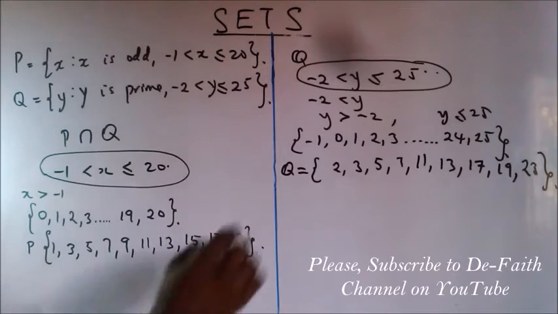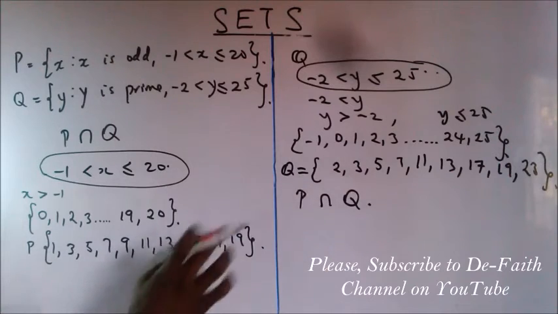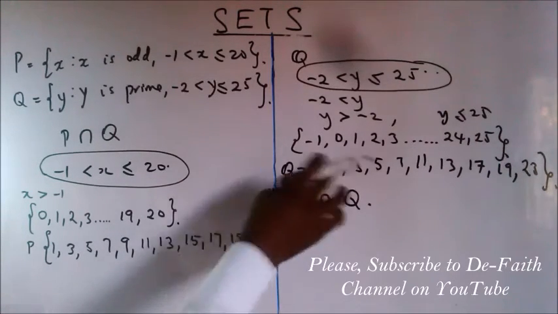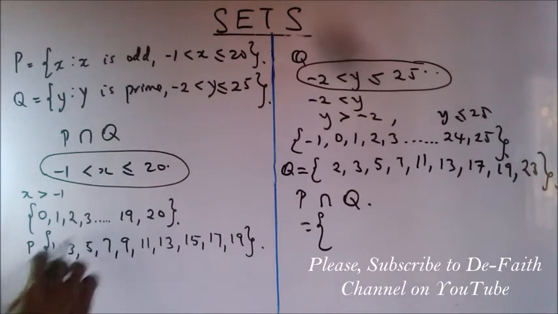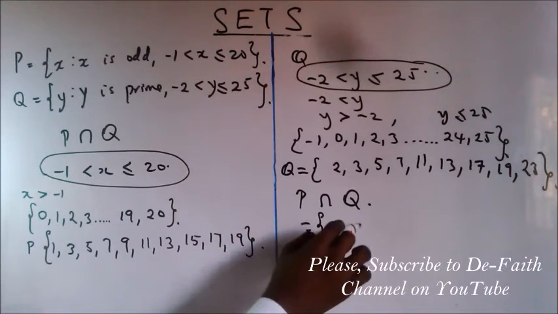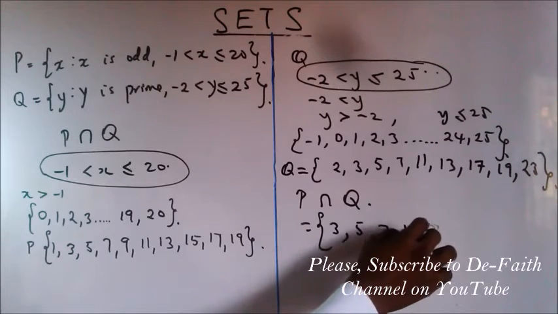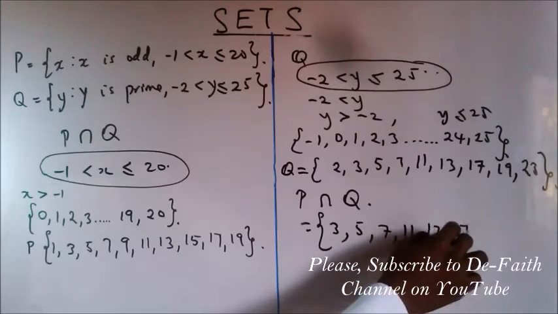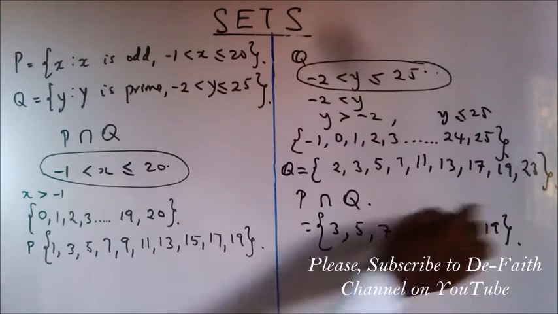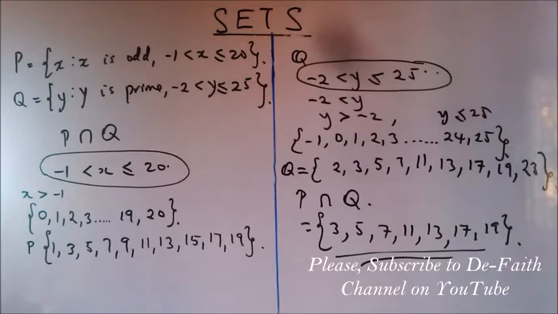And so to now find the value of P intersection Q, that is what they are sharing in common. What do they have in common? 1 is here, but 1 is not here. We have 3 here, so we list 3, 5, 7, 11, 13, 17, and 19. And so these are the elements in P intersection Q.